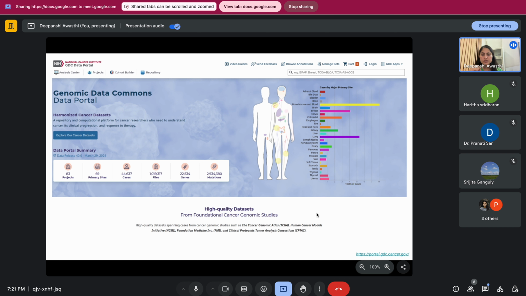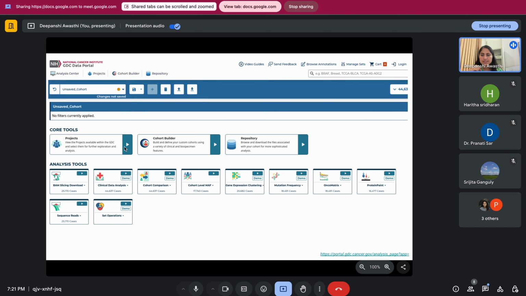Now if you go to this portal and scroll down, you will see the core tools, in which you will see projects, cohort builders, and repository. I have provided you the link, so in case you are interested, you can explore this portal. You can click on the links and go through them. In this, I will show you a few things.